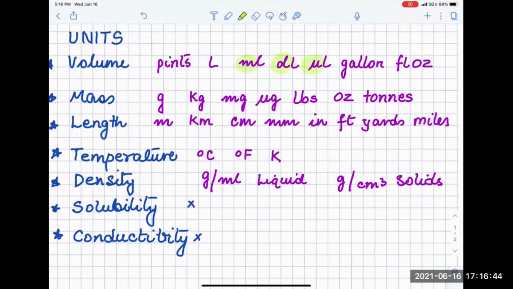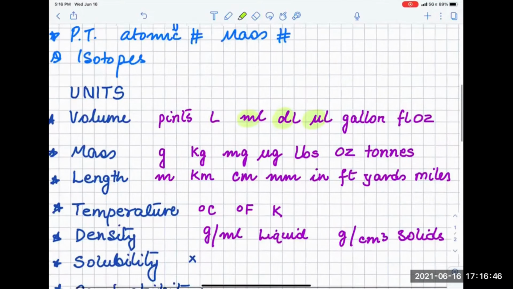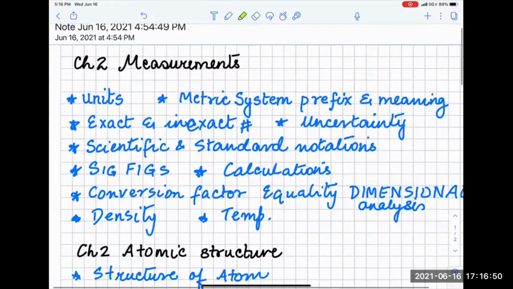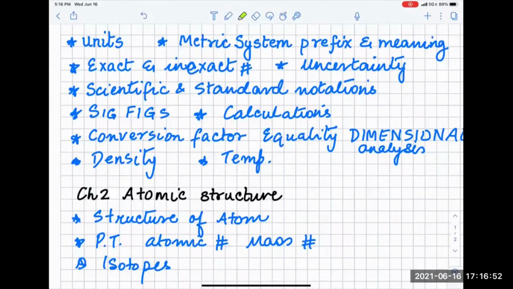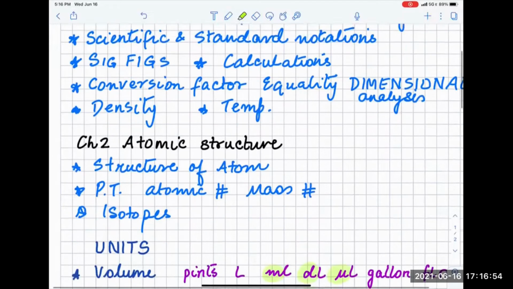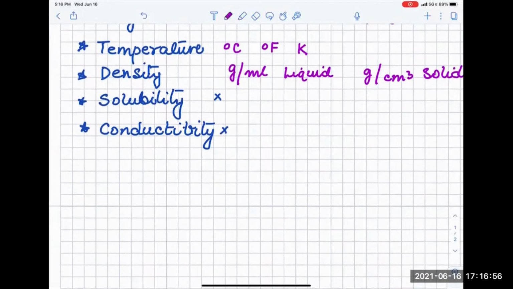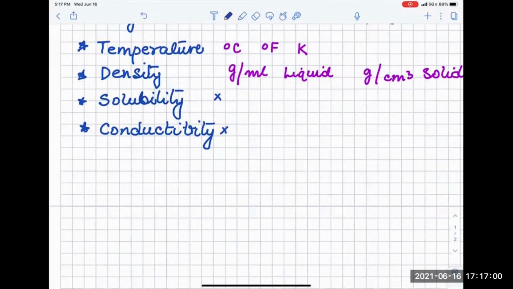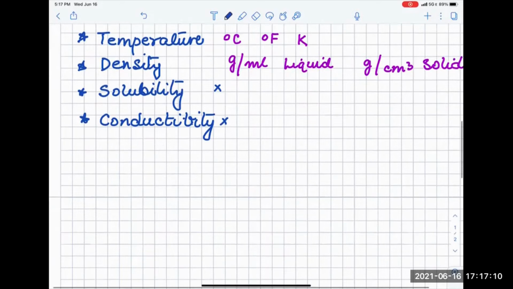Once we get the units, the next thing we are looking at is, so we talked about the metric system and the prefixes, and now let's look at the exact and inexact numbers and the uncertainty. So exact numbers are those numbers which don't have a decimal, or even if they may have a decimal, they are exact, there is no uncertainty in them.